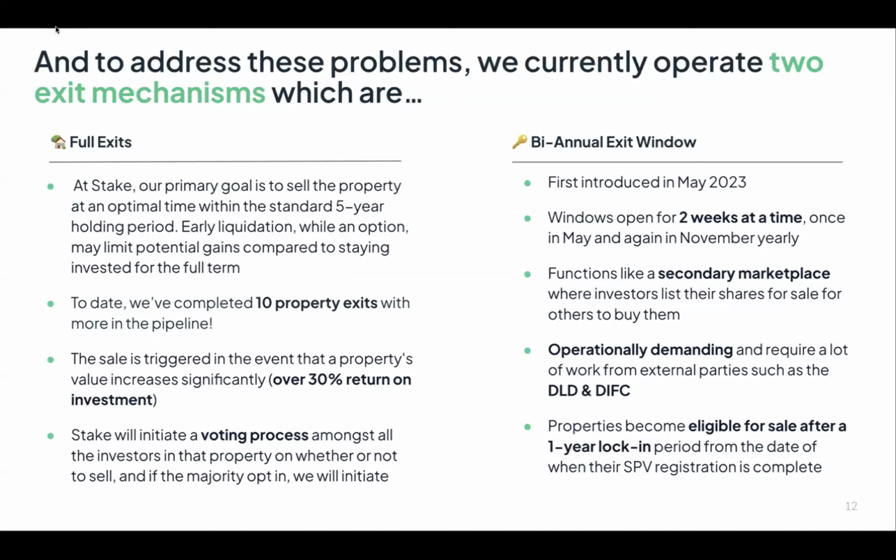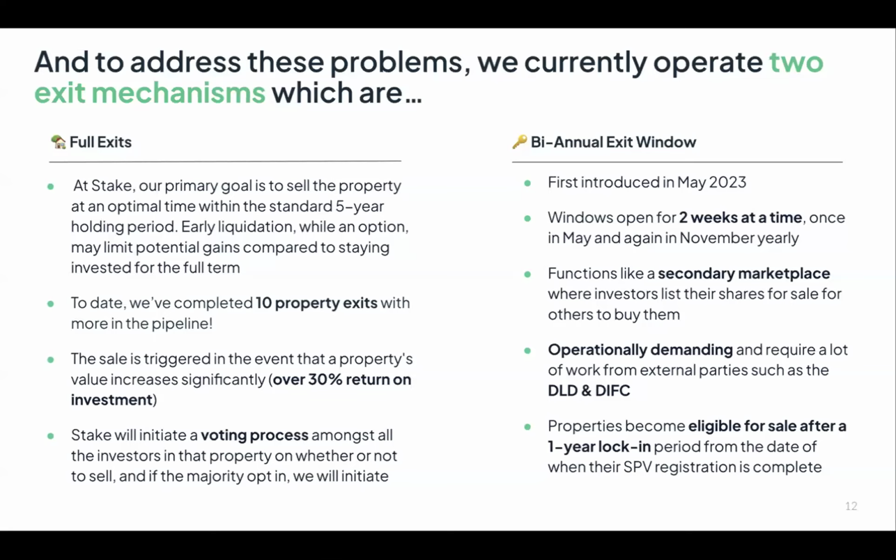So just to touch upon again the exit mechanisms, we have the full exits. Currently our holding periods range from a standard of 5 years. And of course, we do early property sales when we have a significant appreciation of the property. A full exit means we're completely selling the property in the market to another buyer. Usually the sale is triggered in the event we have over 30% return on investment. But we also initiate voting processes due to different circumstances that may happen, where investors can vote whether to sell or not to sell.